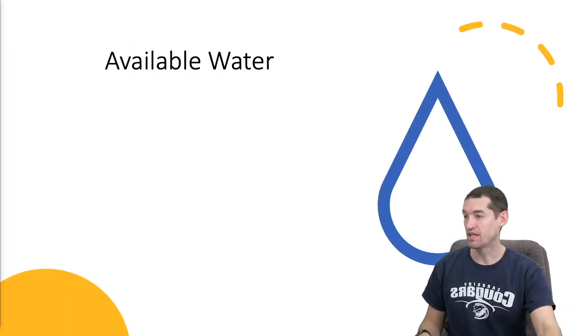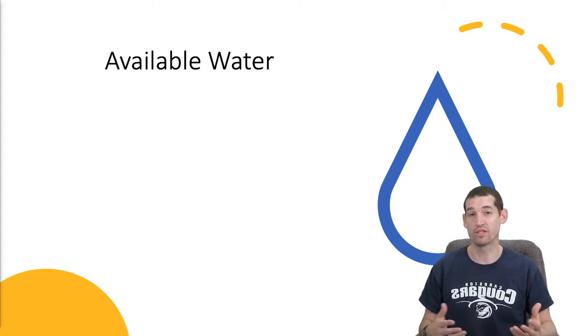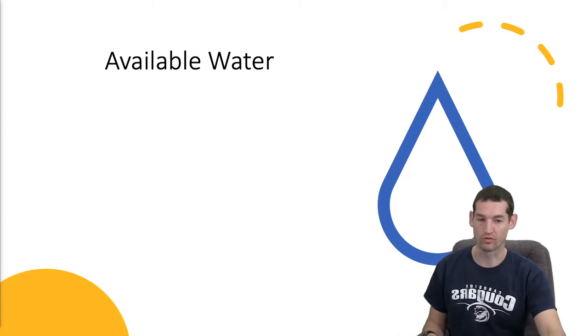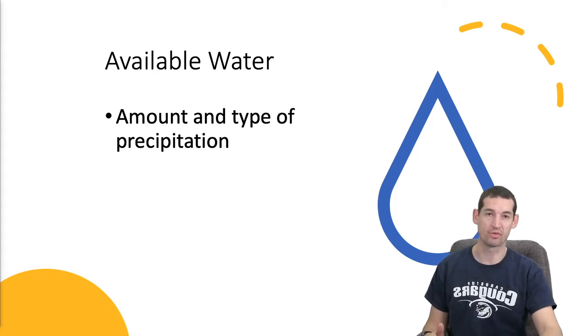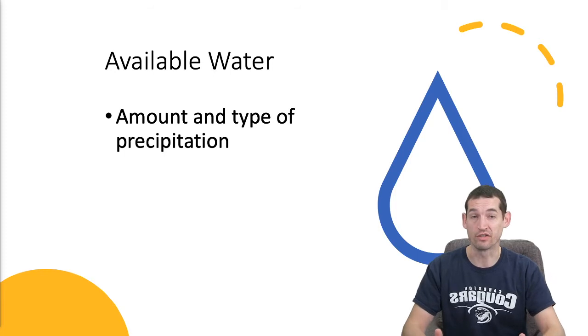The next factor is available water. So we know that plants need water to grow. We know that organisms need water to drink, and that organisms also need those plants to grow from. So part of that availability of water is the amount and type of precipitation. So do you get a lot of rain? Do you only get it during certain seasons of the year?